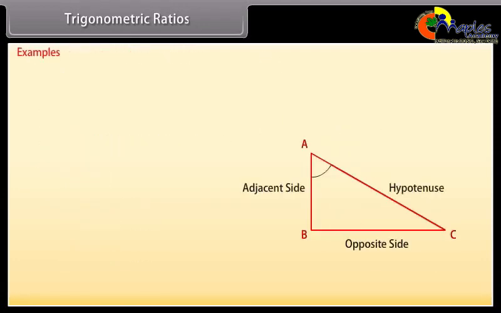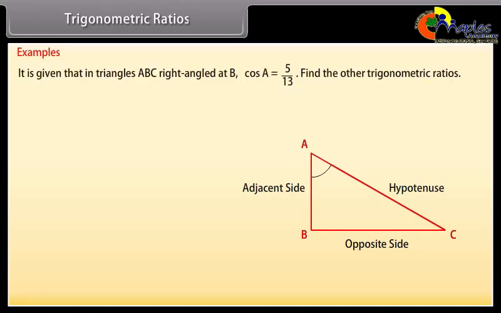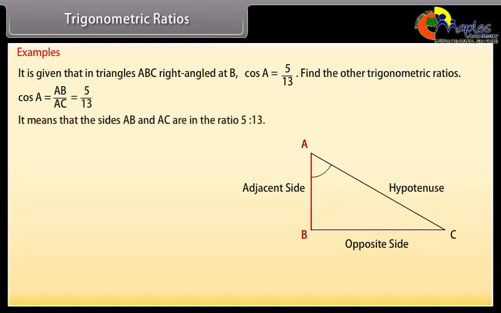Examples. Let us look at some examples to consolidate our understanding of trigonometric ratios. It is given that triangle ABC, right-angled at B, cos A is equal to 5 upon 13. Find the other trigonometric ratios. Cos A is equal to AB upon AC, which is 5 upon 13. It means that the sides AB and AC are in the ratio 5:13. Therefore, we can say that AB is equal to 5a and AC is equal to 13a, where a is a positive number.